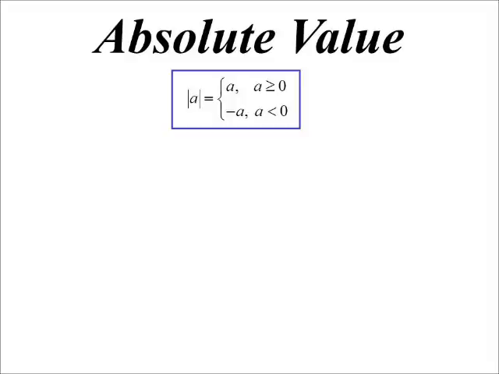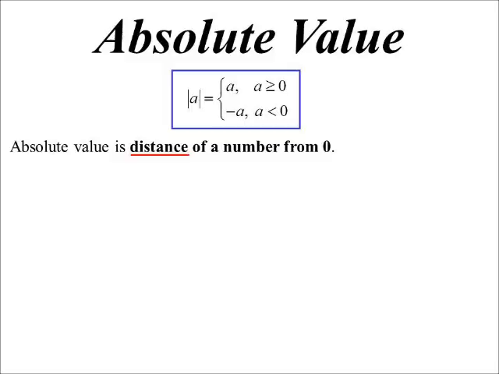Absolute value. The formal definition of absolute value is this. The absolute value of A is A, if A is a positive number or naught, but it's negative A if A is less than 0. So that's the formal definition of absolute value.